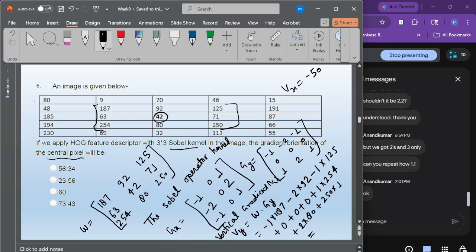So if you just multiply all those values, you will get minus 187 minus 184, I think, yeah, and minus 125 plus 0 plus 254 plus 160 plus 250. So if you just add and subtract all these values, you will get the vertical gradient Vy is equal to 168. Okay. Is it fine to all of you?